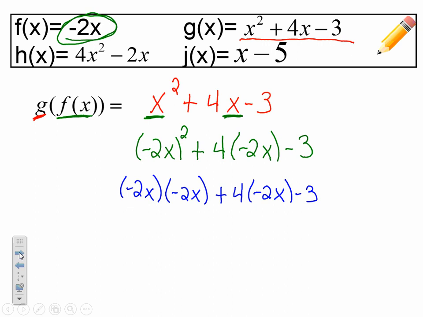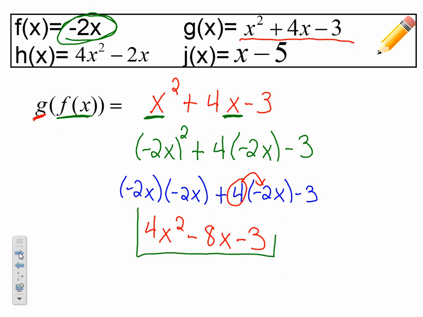So when I'm simplifying this, negative 2x times negative 2x is a positive 4x squared. Now here I have to multiply those two. Positive 4 times negative 2, I'm going to get negative 8x. And then I have my minus 3. I'm going to look. I can't combine any like terms, so this indeed is my final answer.